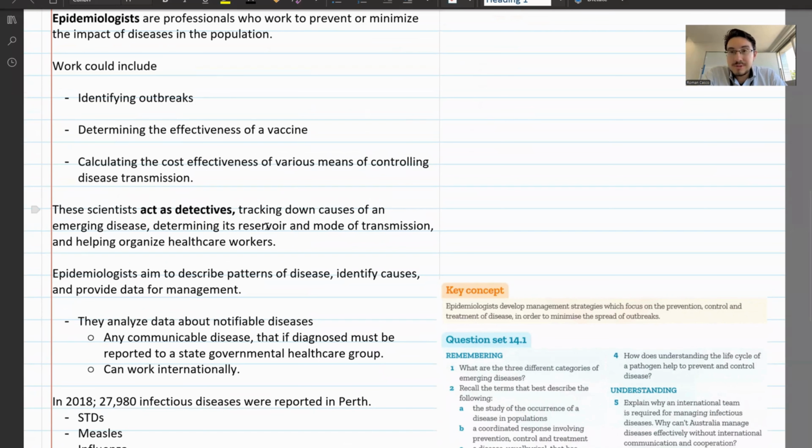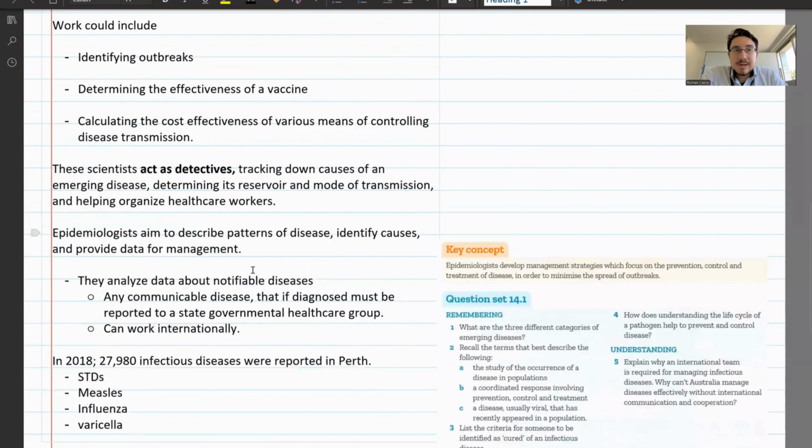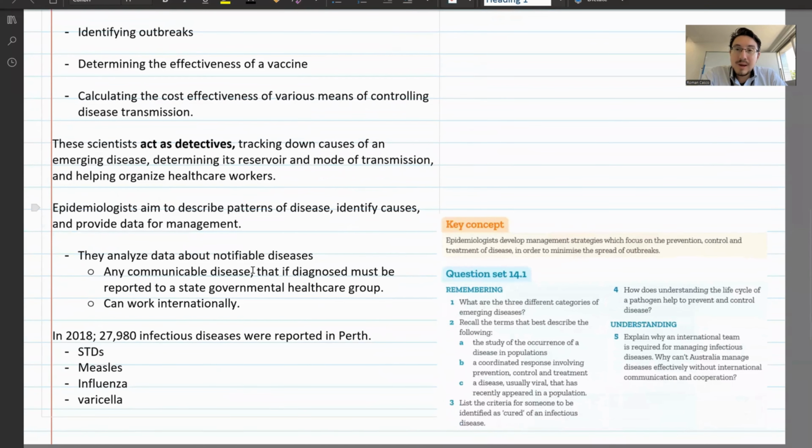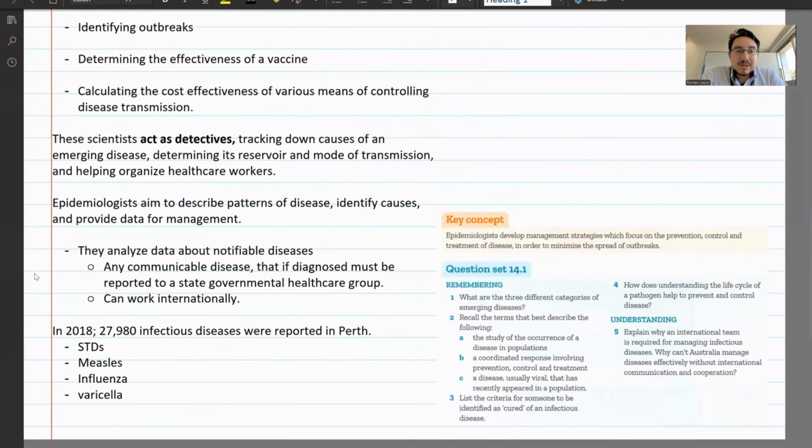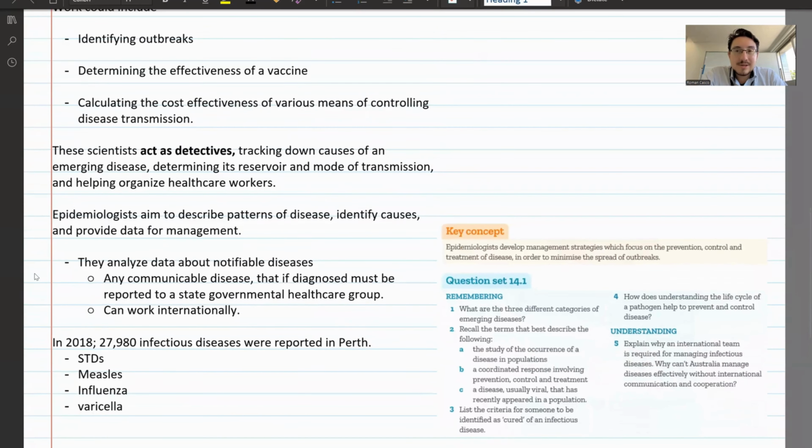What is the reservoir host? Who are the susceptible hosts? How is the mode of transmission occurring? And so forth. So you try to calculate and see patterns of disease, identify and narrow down what the underlying cause is, and figure out how you can create a management strategy to try to avoid future outbreaks and prevent more spread. So it's very interesting how epidemiology works.